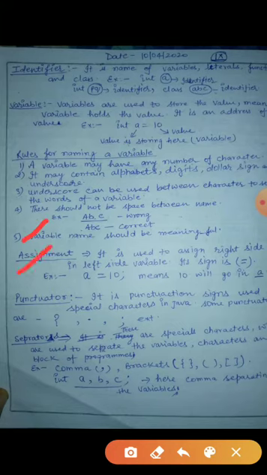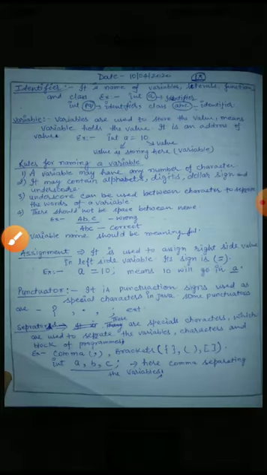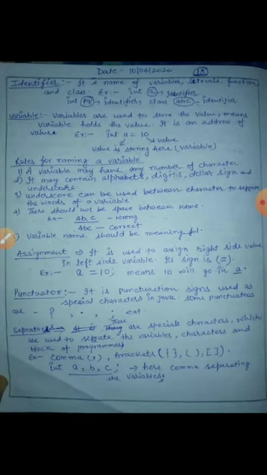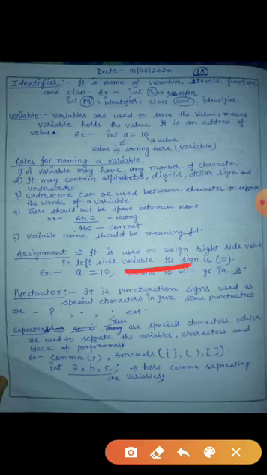Next one, assignment. It is used to assign the right side value. This operator is used to assign the right side value in the left side variable. Clear? Its sign is this one. So for example, a equals 10 means what? 10 will go in a.